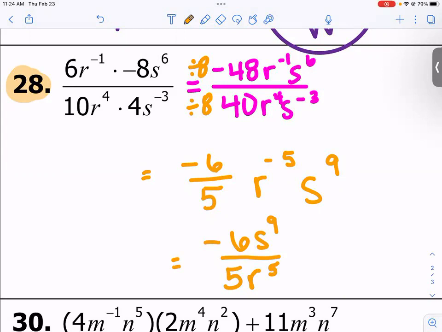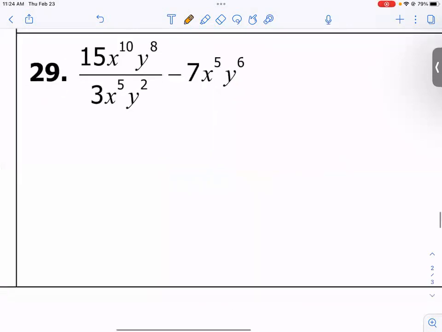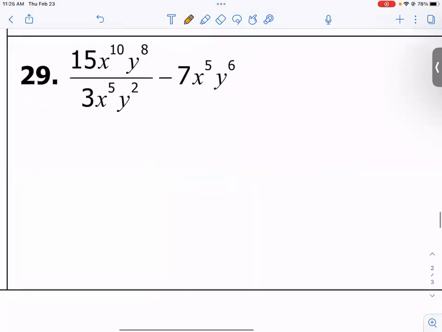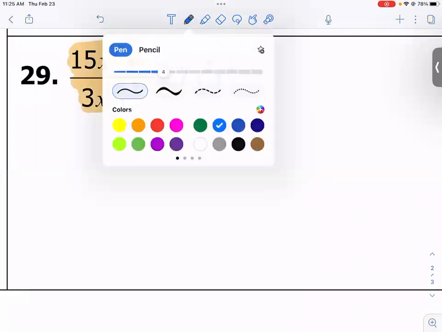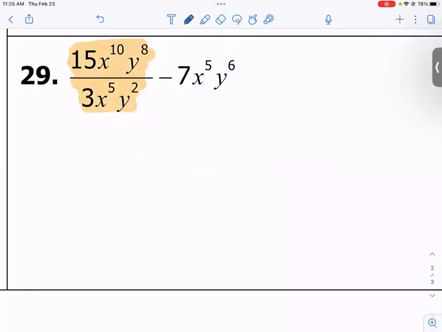All right, we're gonna do one more problem together. Ooh, number 29. What do we have to do first? Ooh, the division has to come before the subtraction. Okay, so we are going to focus on this piece right here. I know these problems look intimidating, but these are actually the best. And I'll tell you why in a moment. What's 15 divided by 3?